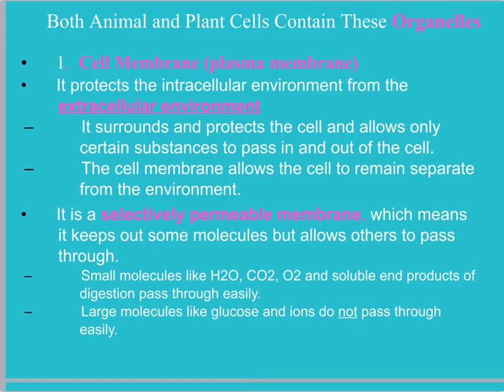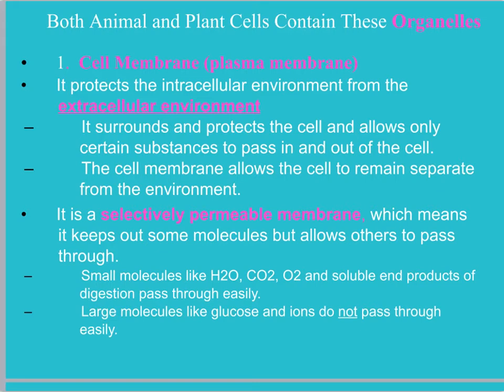So the cell membrane, every cell has a cell membrane. The cell membrane also may be called the plasma membrane. The cell membrane is going to protect the environment inside of the cell compared to outside of the cell. So the inside of the cell environment versus the outside environment. Okay, so it's surrounding the cell and it protects the cell because it's only going to allow certain things in and out. And it keeps that cell separate from the environment.